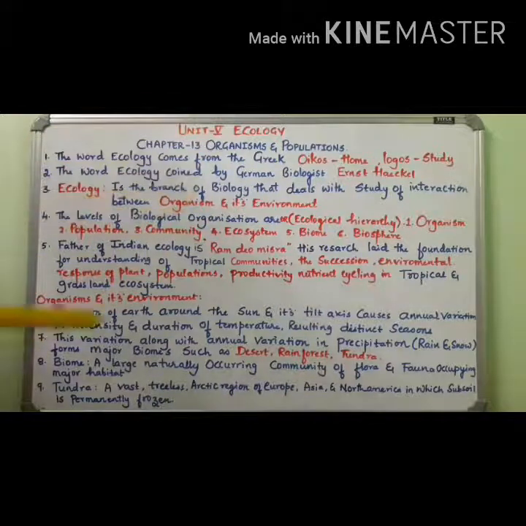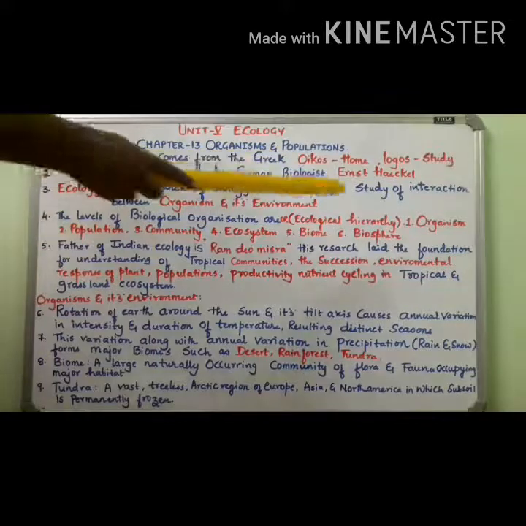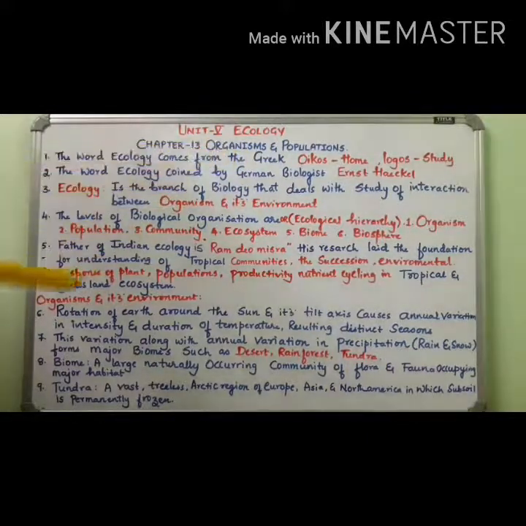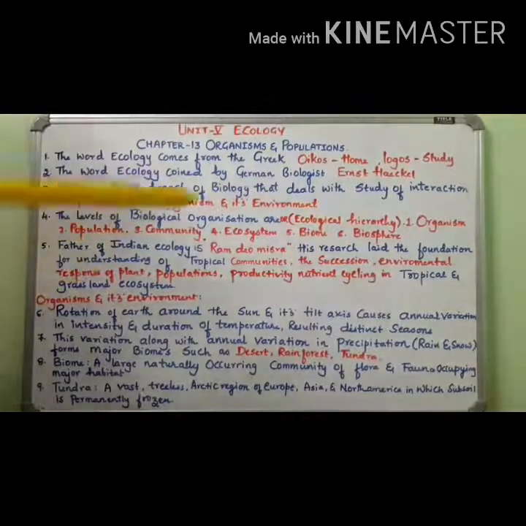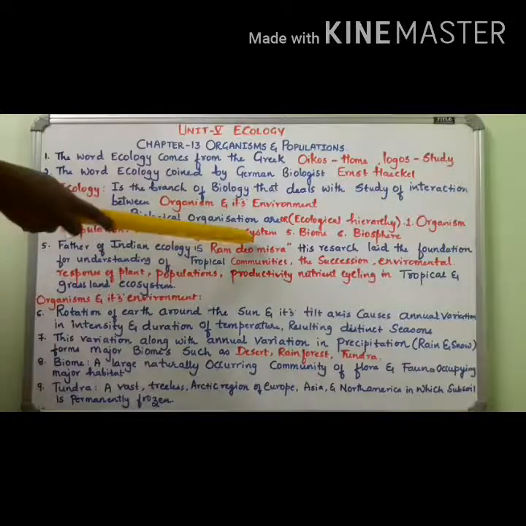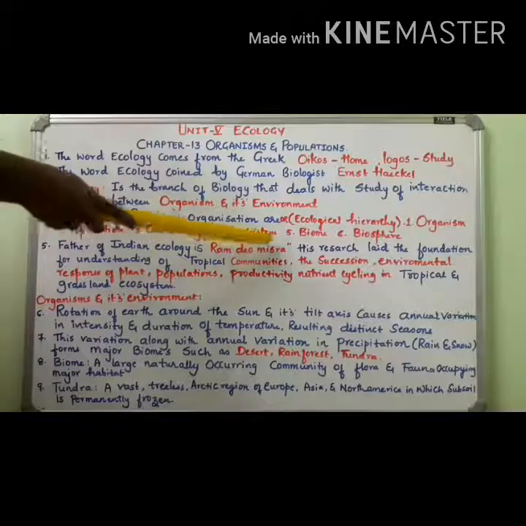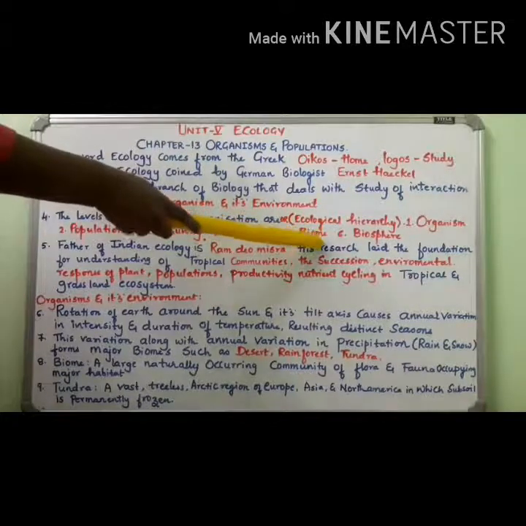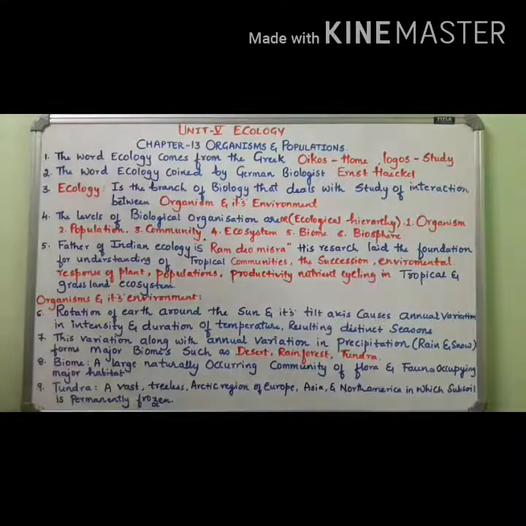Next is biosphere. Bio means living, sphere means planet Earth. Biosphere is the zone of life on Earth. A group of same individuals together forms a population. A group of different populations together forms a community. Communities together form an ecosystem. Ecosystems together form a biome. Biomes together form the biosphere. This is the biological organization, or ecological hierarchy.